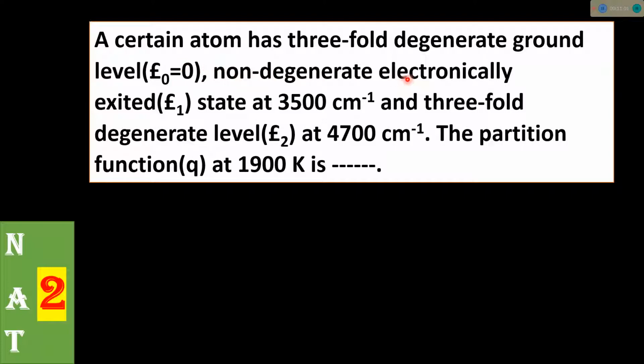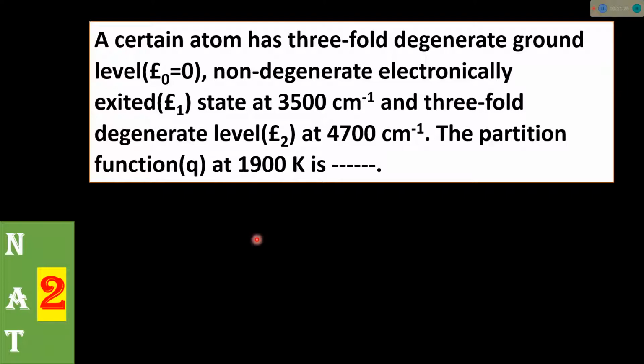A non-degenerate electronically excited state at 3500 centimeter inverse. So epsilon 1 means the first excited state, you can say this is ground and this is the first excited state at 3500 centimeter inverse, and a threefold degenerate level epsilon 2 at 4700 centimeter inverse. The partition function Q at 1900 Kelvin is.